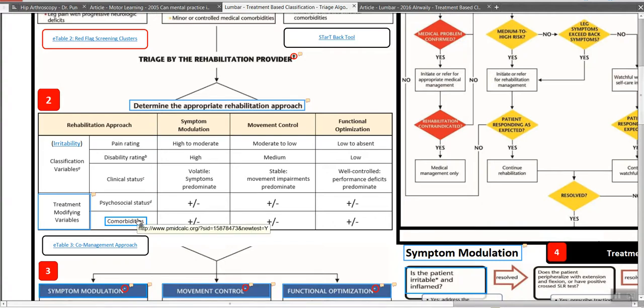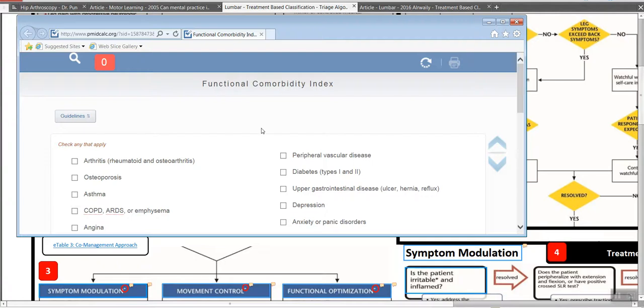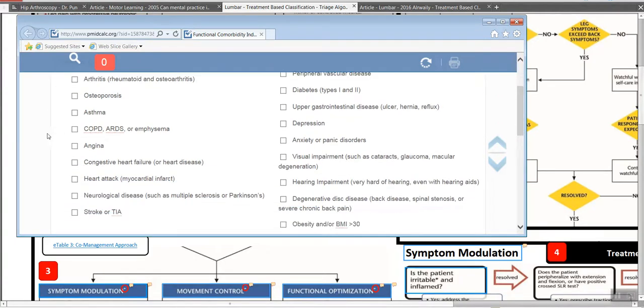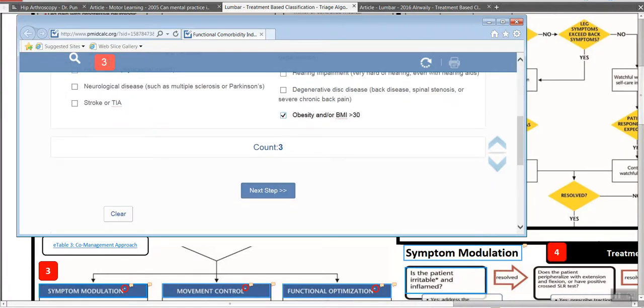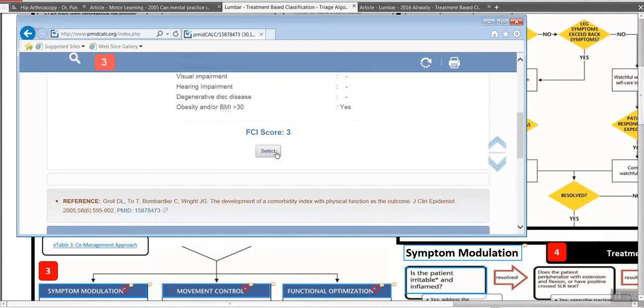Okay, if you're looking at comorbidities, if you click on this, it will open up what is known as the functional comorbidity index. This is one of the tools that was recommended within the article in the treatment-based classification triage, where you would be the one to fill this out. You'd click off the different indications. You can see that the score is tallied at the top. You would hit next, you could see the total, and then the FCI score would be provided there.